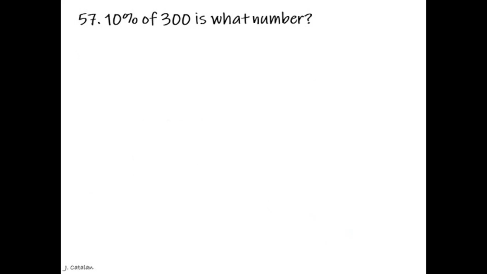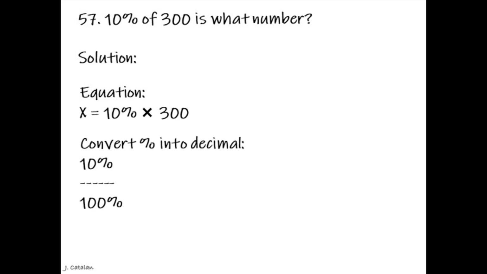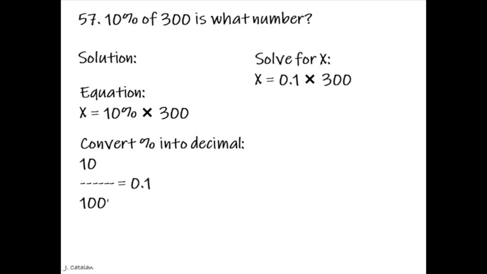10% of 300 is what number? Solution: equation: x is equals to 10% times 300. Convert 10% into decimal. 10% divided by 100%, crash out the percent sign, then do the division process. The result is equals to 0.1. Solve for x. X is equal to 0.1 times 300. The result is x is equals to 30.